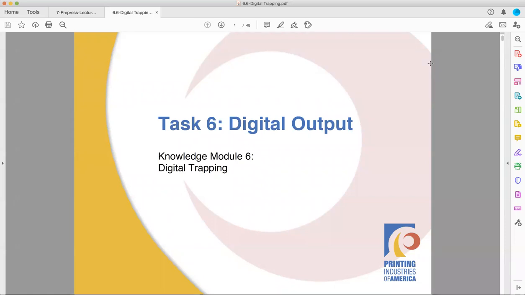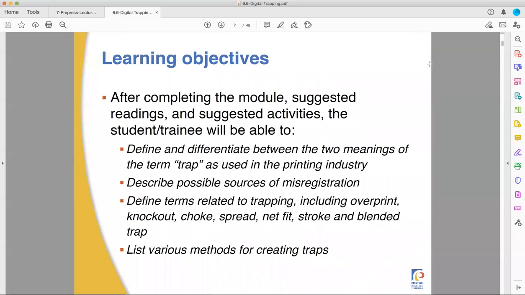Today we're taking a look at digital trapping from the PIA's Pre-Press Handbook 6.6. So we're going to talk about what a trap is and talk about the two different versions of trap used in the printing industry because, as with most words, good luck finding only one meaning. On the upside, the more meanings you have, the more opportunities for bad puns present themselves.